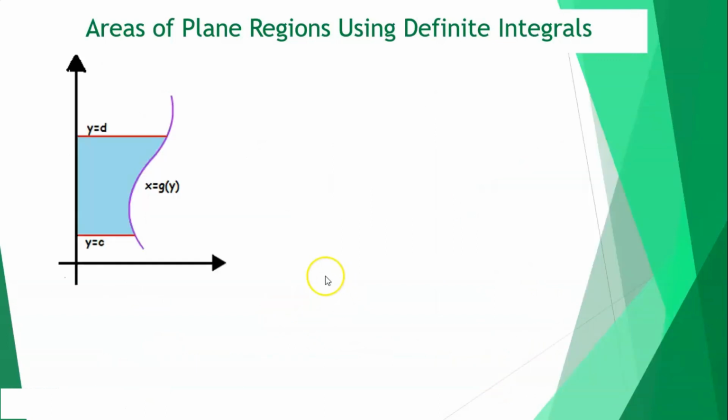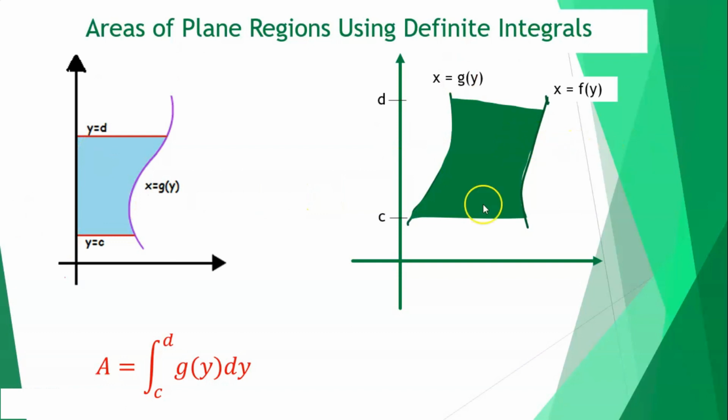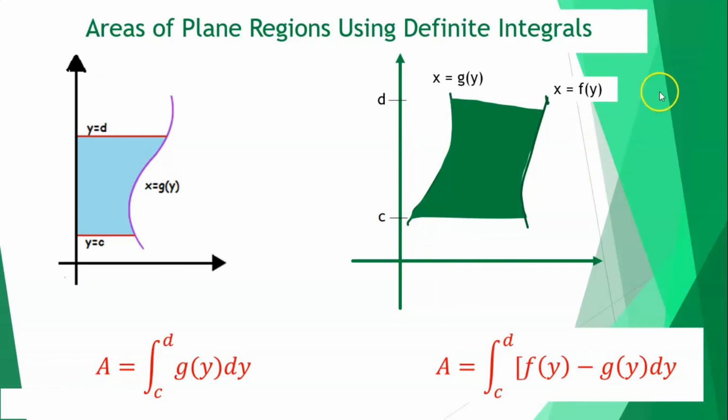Now, if the curve is like this, so if one of the sides is along the y-axis, so to find the area here, that would be the integral of g of y dy evaluated from c until d. Now if the region is defined by two functions from the left to the right, so from c until d, so to find the area here, that would be the right curve, which is f of y, minus the left curve, which is g of y dy evaluated from c until d. So take note of that.